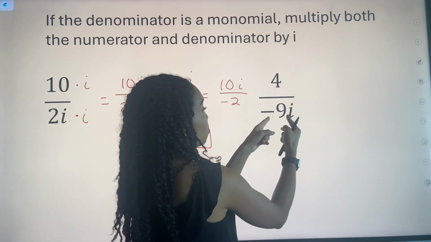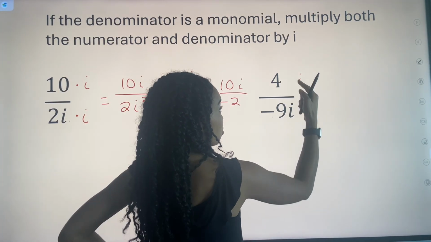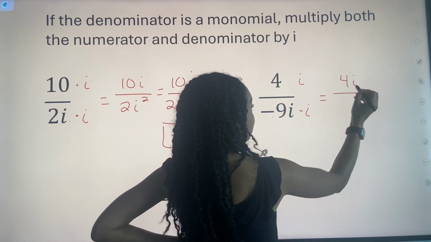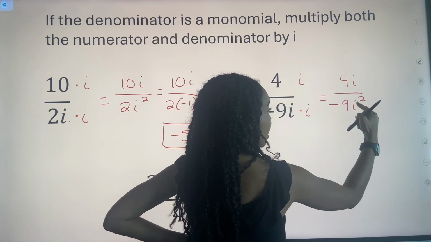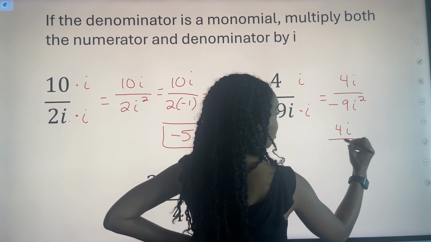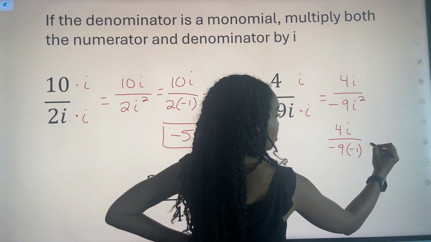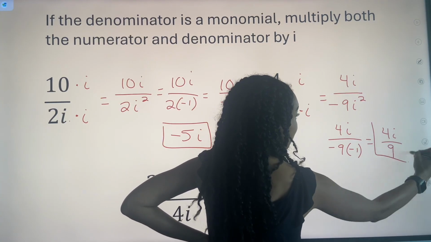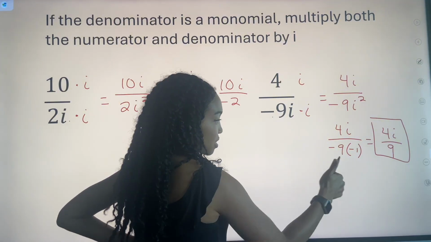Here, I have a monomial in the denominator, so I'm going to multiply by i in both the numerator and denominator. So I get 4i divided by -9i squared. i squared is just -1. So this is 4i over -9 times -1. So this becomes 4i divided by a +9. And notice there's no more i in the denominator, so that's fine.